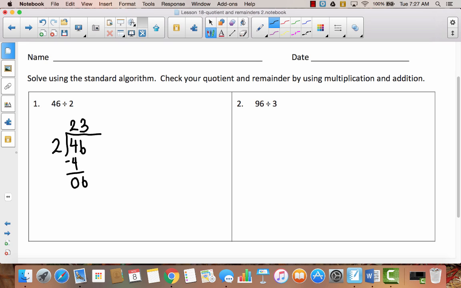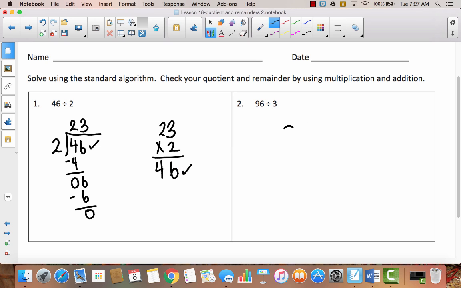Now I'm going to multiply to see how many ones I used. 3 times 2 is 6. So 6 minus 6 would be 0, so I have a remainder of 0. Now I'm going to check my quotient, which is 23. I divide it by 2, so I'm going to multiply by 2 to check my answer. I have 3 times 2, which is 6, and 2 times 2, which is 4, which gives me 46. So my answer and my total here match, so my answer is correct. Okay, let's try another one together.